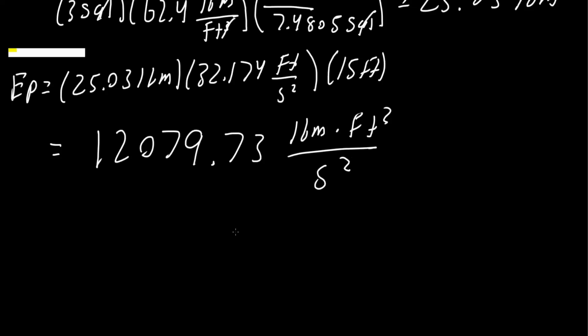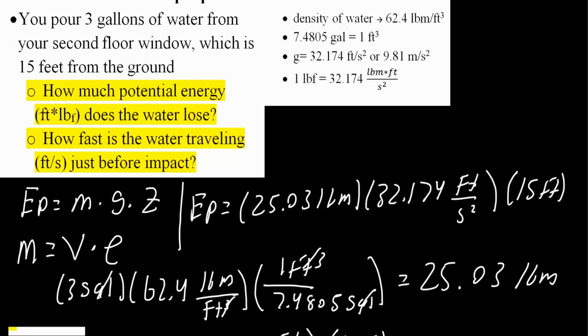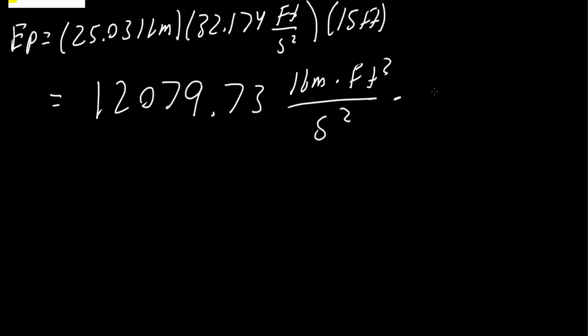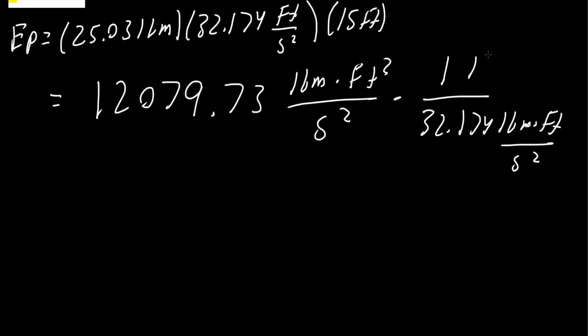Now let's check the problem statement. We want our answer in feet times pound force, so we need to use a conversion. This is the conversion that we will use. So we will multiply this by a conversion factor: 32.174 pound mass times feet divided by seconds squared is equal to 1 pound force. Now pound mass cancels, seconds squared cancels, and we take away 1 feet. So we get feet times pound force, which is what we want.